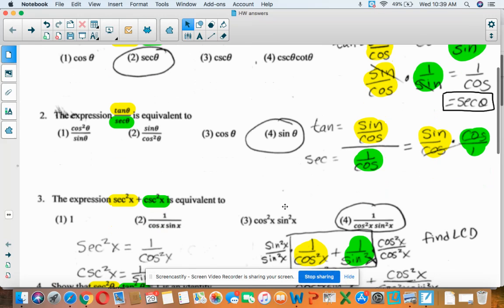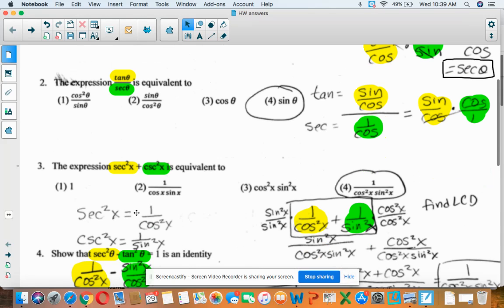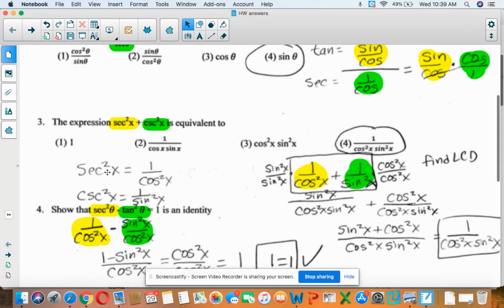Number 3, I have secant squared of x. Secant squared of x is really just 1 over cosine squared of x. Cosecant squared of x is really just 1 over sine squared x. Now, how do I know to even do that? Look at the choices that you have here. None of these choices have secant or cosecant. They're all either 1 in the first one, or there's some variation of cosine and sine. So I'm changing the secant and the cosecant to their inverses, 1 over cosine squared of x and 1 over sine squared of x. Now this one's a little bit harder because you're adding them.